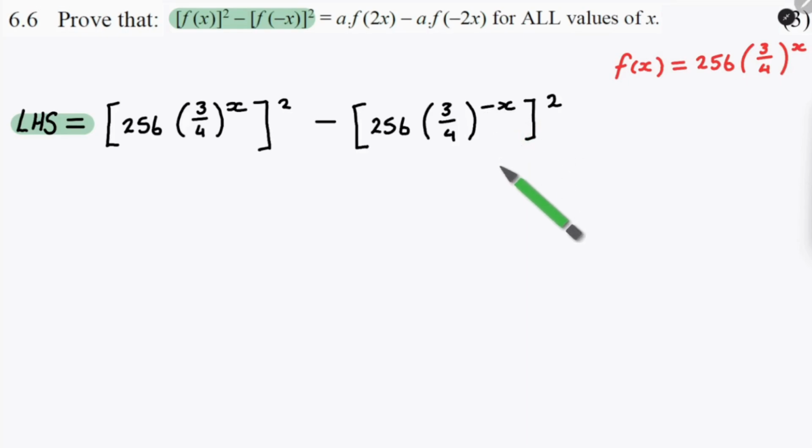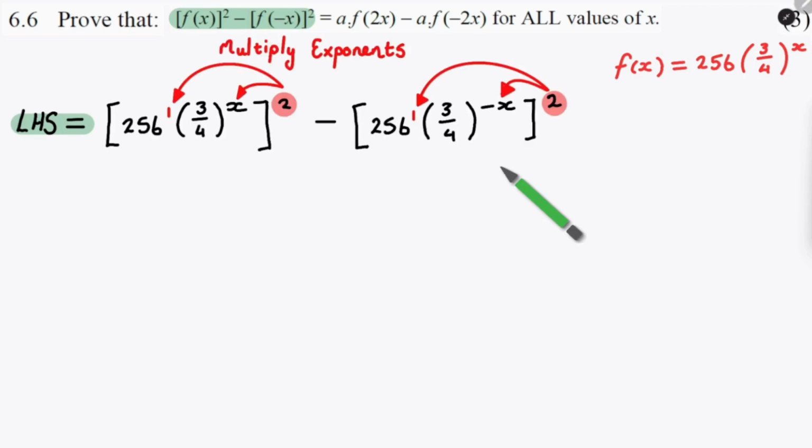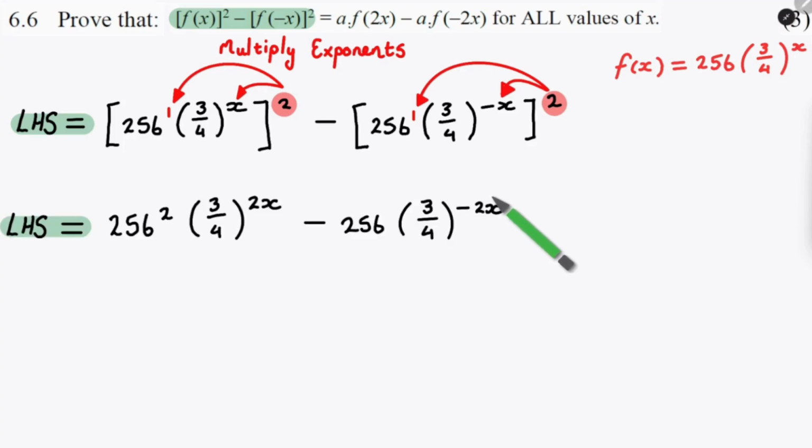Now to simplify this, we're going to distribute those exponents in, aka shower the power. And we multiply exponents when we do that. So we're just going to get 256 to the power of 2, because if it doesn't have an exponent, you assume it's 1. And then 2 times x will give me that 2x. And then 1 times 2 will give me this 2 over here. And 2 times negative x will give me this negative 2x over here. And that's as far as you can simplify.